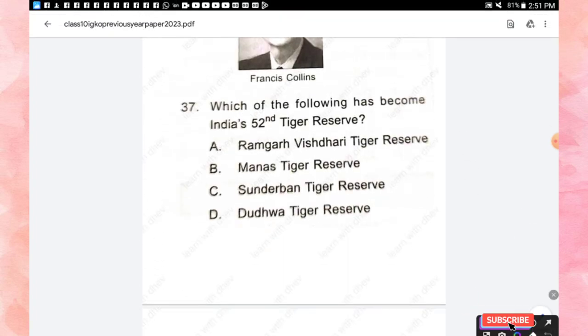Question number 37. Which of the following has become India's 52nd Tiger Reserve? Option A, Ramgarh Vishdhari Tiger Reserve. Option B is Manas Tiger Reserve. Option C is Sundarban Tiger Reserve. Option D is Dudhwa Tiger Reserve. The right answer is option A, Ramgarh Vishdhari Tiger Reserve.